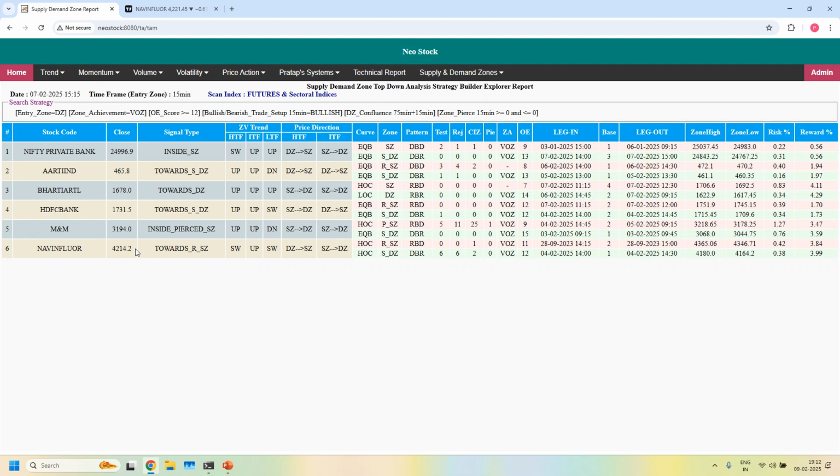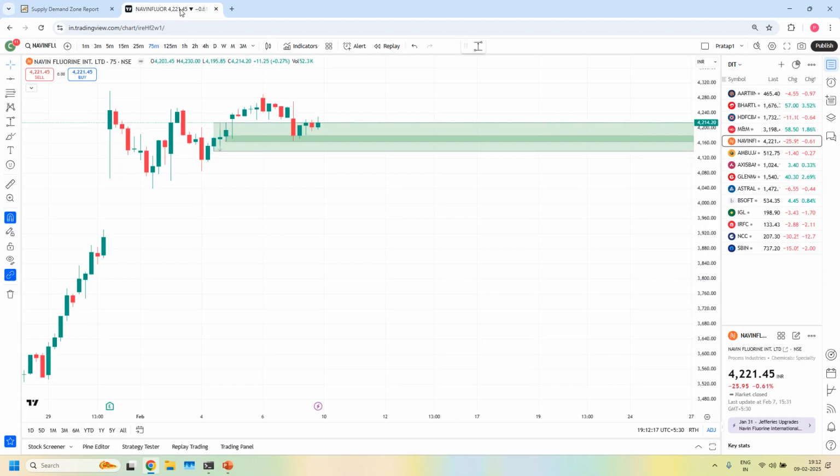One chance is that these 75 minute zones might have a daily EMA confluence. If these 75 minute zones have a daily EMA, there could be even more high probability supported stocks. That means the 15 minute zone is inside 75, and if the 75 minute zone has daily EMA confluence, they have more probability of getting a higher success rate.